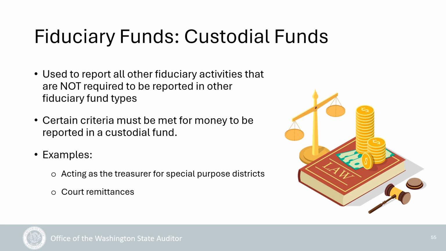Some common examples of custodial activities are counties acting as a treasurer for special purpose districts, cities, towns, and counties operating courts and collecting funds for the state's administrative office of the courts, and collecting state-mandated taxes and fees, such as birth and death certificate fees, concealed pistol licenses, sales tax, etc.